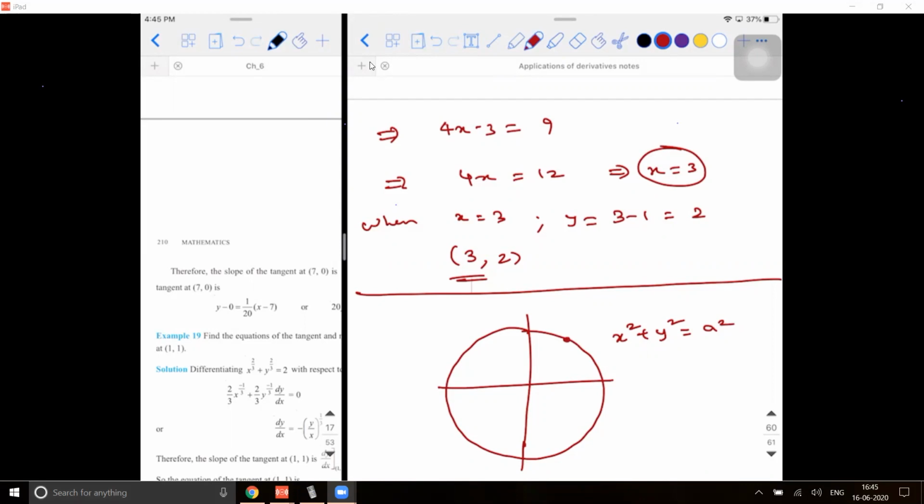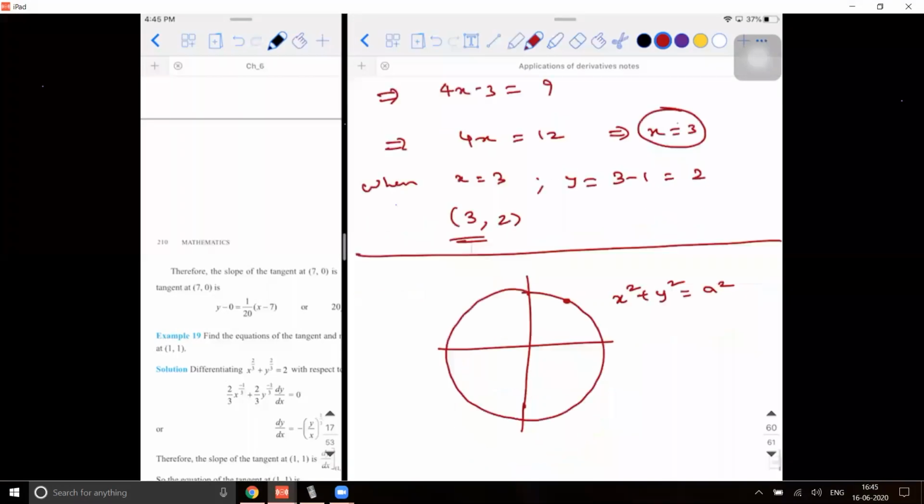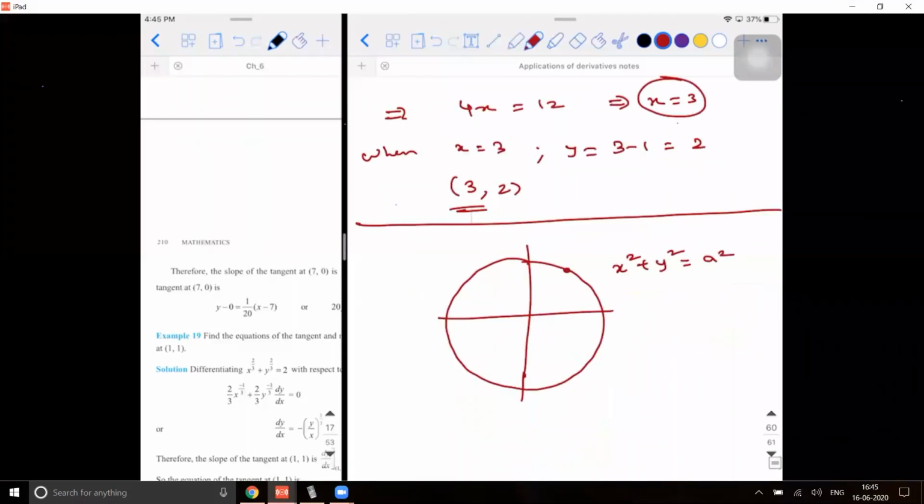Sir, isn't that 8a square comma 2a here? That is for parabola. I'm asking for a circle. Sir, a sin theta, cos theta. A sin theta comma a cos theta. Yeah, you have reversed it actually. It is a cos theta comma a sin theta. Okay. So these are called the parametric coordinates, a cos theta and a sin theta.